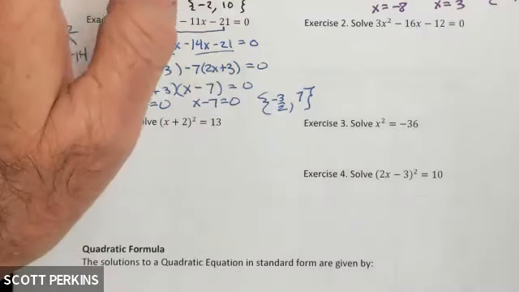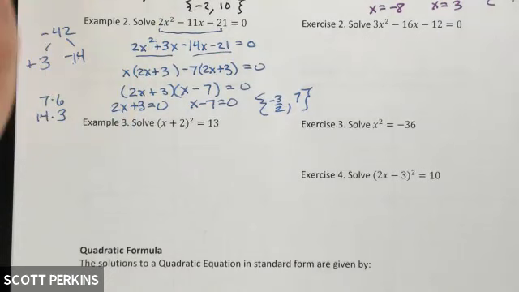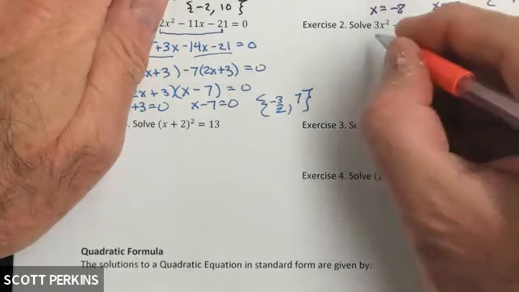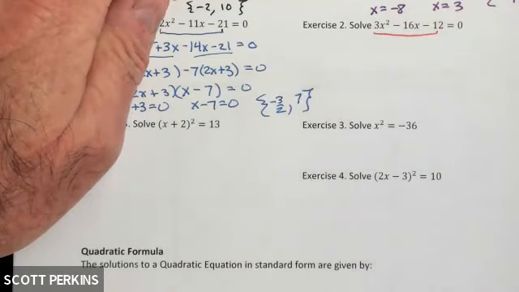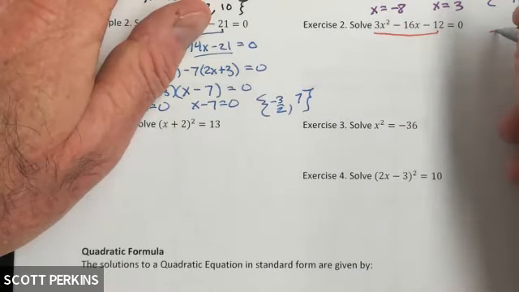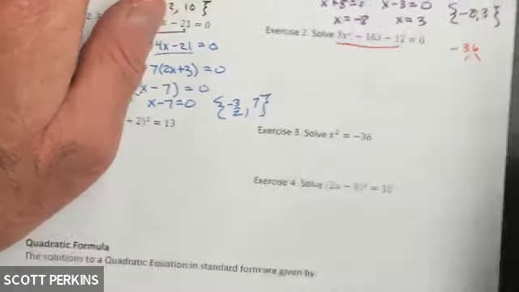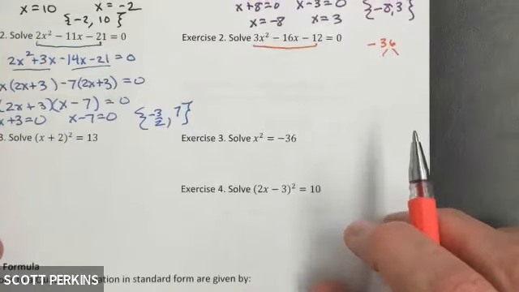All right, just for time's sake, I'm going to get started. So I'm going to again do the grouping method. If you did this a different way, fantastic, I love it. So 3 times negative 12 is negative 36. So I need the two factors of negative 36 that are going to add up to negative 16.